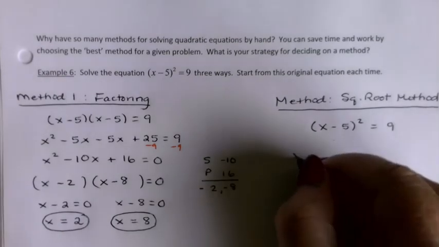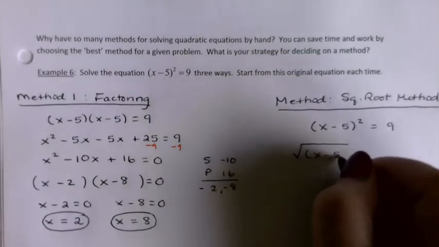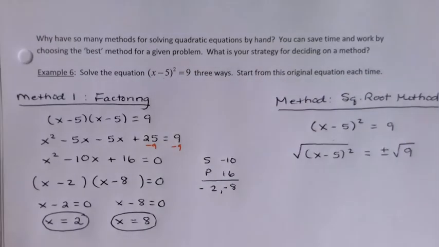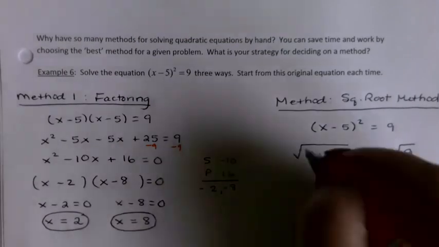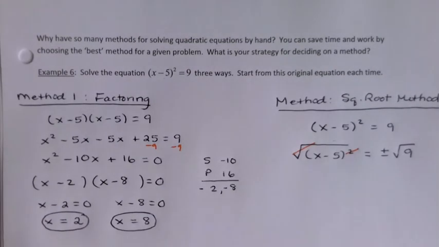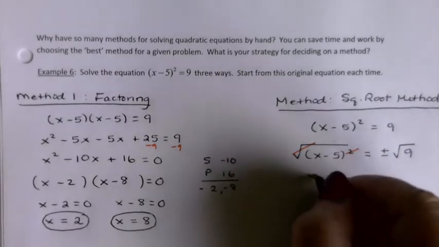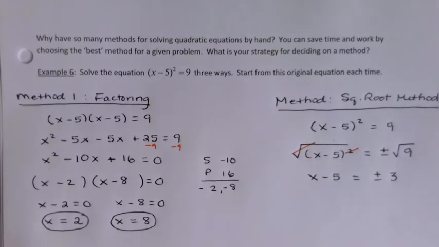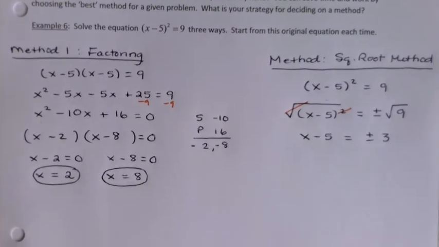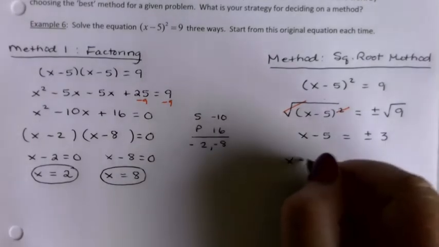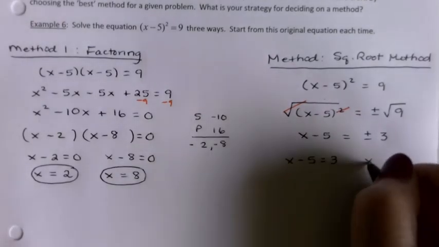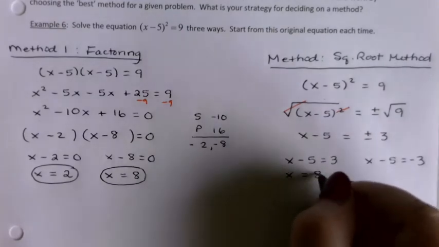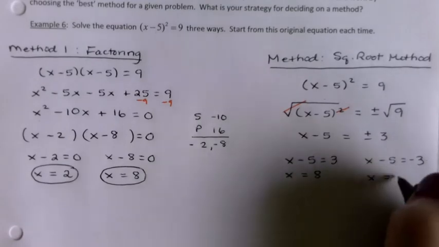That's exactly what we want for the square root method. So let's go ahead and take the square root on both sides, making sure to remember to put in that plus or minus square root of 9. And the square root and the square, inverse operations, they get rid of each other. So I just have x minus 5 equals plus or minus 3. So x minus 5 equals 3, or x minus 5 equals negative 3. That gives me x equals 8, and that gives me x equals 2.